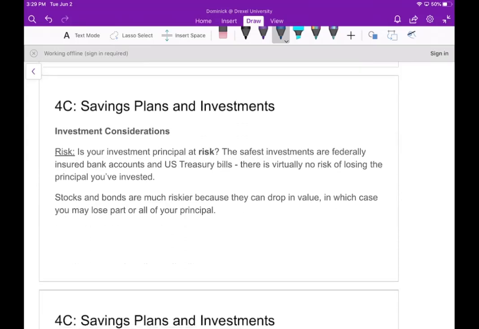Now, another thing is risk. Is your investment principal at risk? Right. So are you risking losing the money? The safest investments are federally insured bank accounts and U.S. Treasury bills because there's virtually no risk of losing the money that you invested. Now, stocks and bonds are much riskier because they can drop in value, in which case you could lose partially or all of your principal amount, right? So that's, of course, more risky.